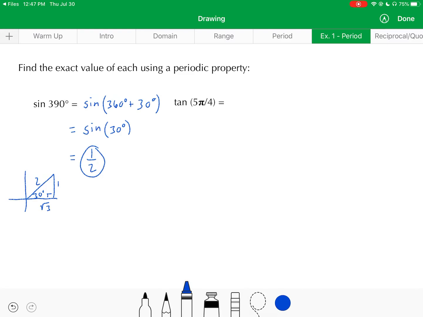Tangent of 5 pi over 4. Well, I know that tangent has a period of pi, so I could rethink of this as tangent of pi plus something, and pi plus what gives you 5 pi over 4? What would be pi over 4? So this means this is equivalent to tangent of just pi over 4, which is exactly 1. You can reason that out again off the unit circle, or draw out a 45-degree reference triangle, 1, 1, radical 2. Tangent is y over x, 1 over 1.